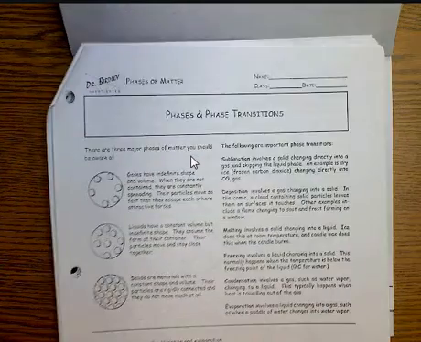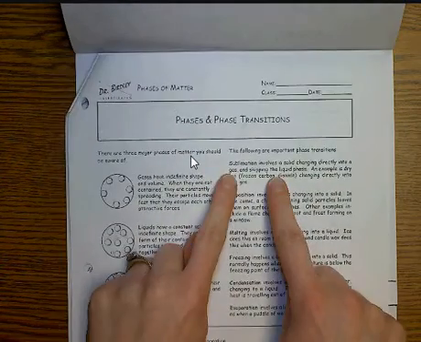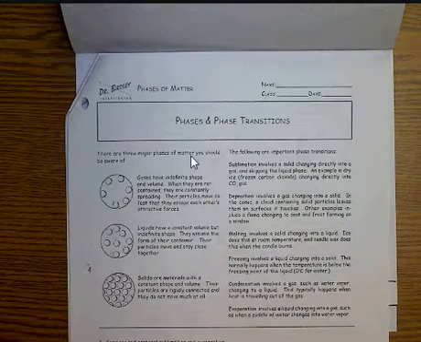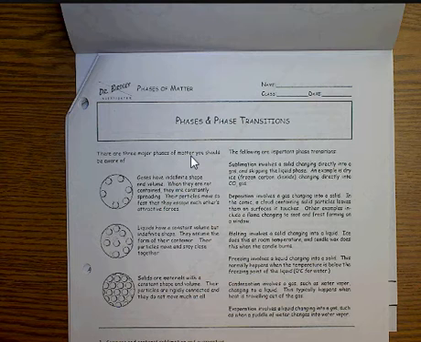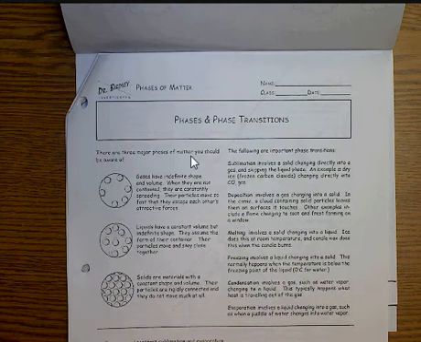We look at our notes. Sublimation involves a solid changing directly into a gas and skipping the liquid phase. An example is dry ice, frozen carbon dioxide changing directly into CO2 gas.